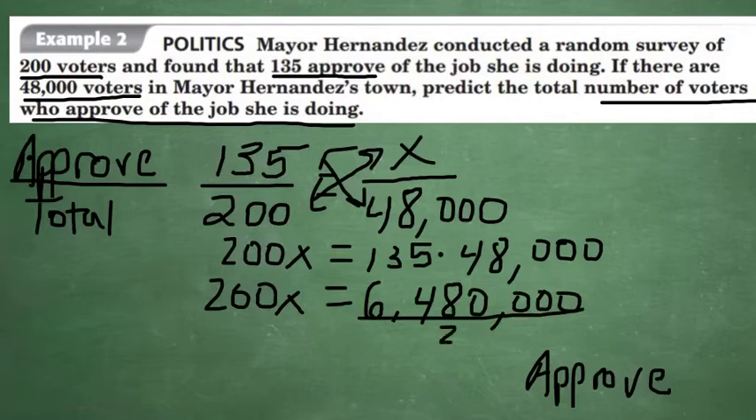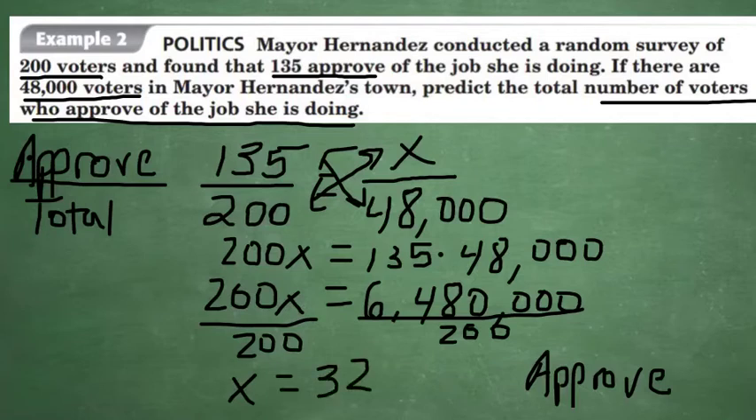Go ahead and divide both sides by 200. And our value of X is equal to 32,400. Again, what we wanted to look at is that 32,400 approve the job that the mayor is doing. It's always a good idea to check to make sure that makes sense. 32,400 out of 40,000 approve, when it's 135 out of 200. Yeah, that ratio sounds about right.